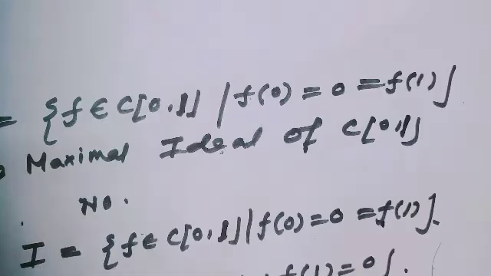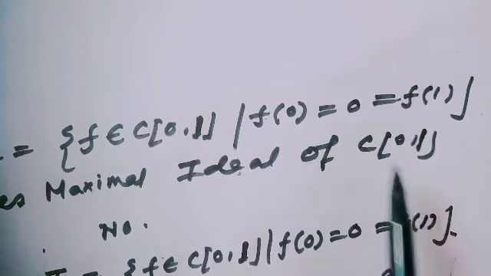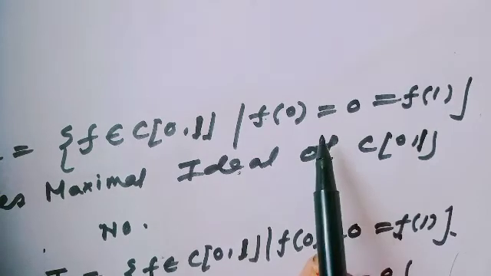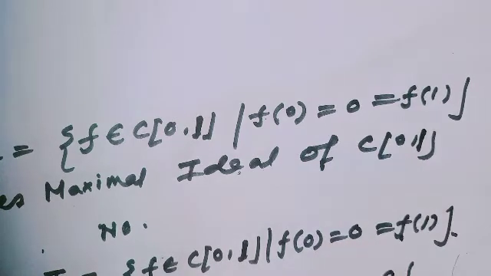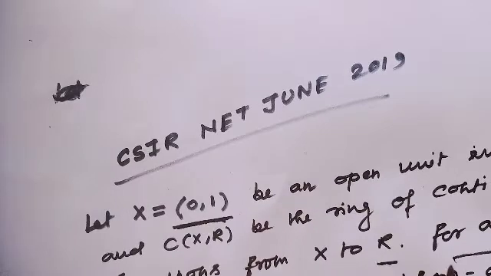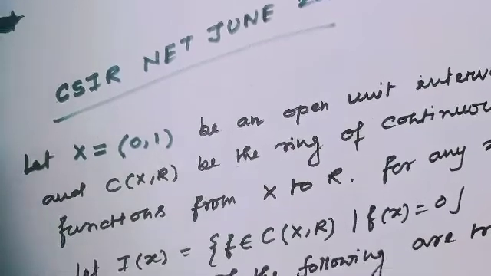So this type of set is not a maximal ideal. But when it is only one single point, obviously this set will be a maximal ideal. I will discuss one example of a CSIR NET question which came in the June 2019 exam. This question is very important.